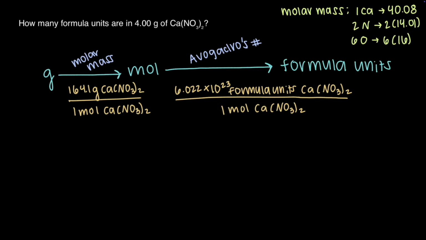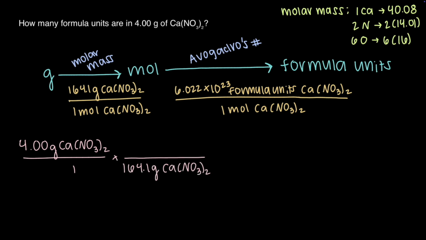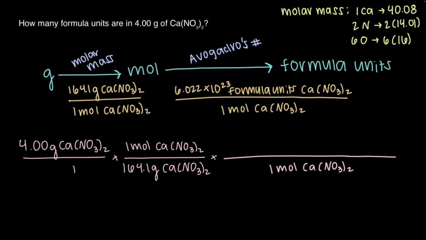Setting up all units to cancel, we start with 4 grams of CaNO₃ over 1. In the next fraction, 164.1 grams of CaNO₃ goes on the bottom, and 1 mole of CaNO₃ on the top. In the next fraction, 1 mole of CaNO₃ goes on the bottom, and 6.022 times 10 to the 23rd formula units of CaNO₃ on the top.